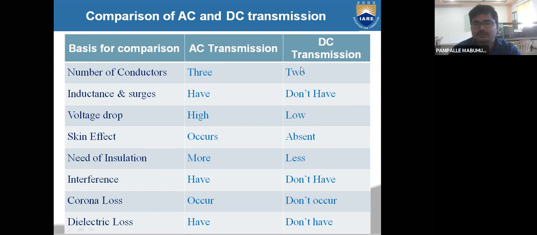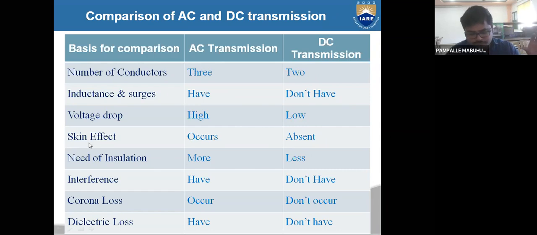And also there are 3 conductors in case of AC and 2 conductors in case of DC. Because of that reason, voltage drops in the conductors will be very low in case of the DC transmission system. Now skin effect. What is skin effect?